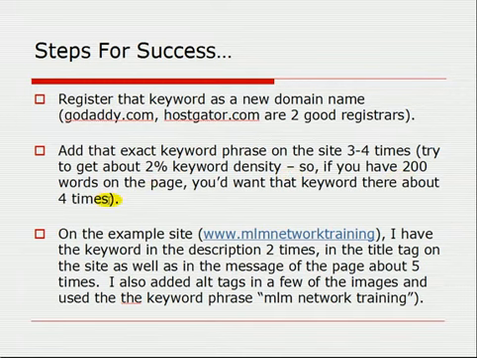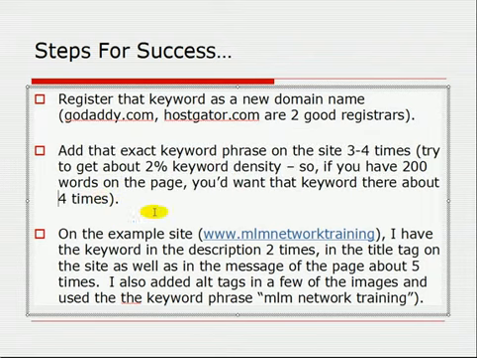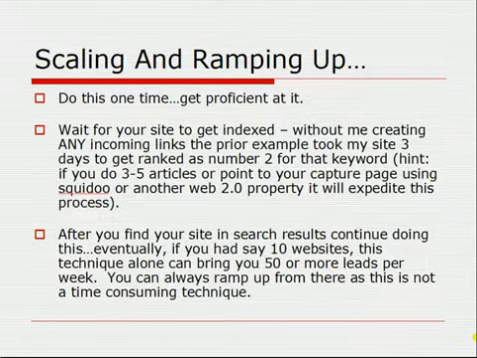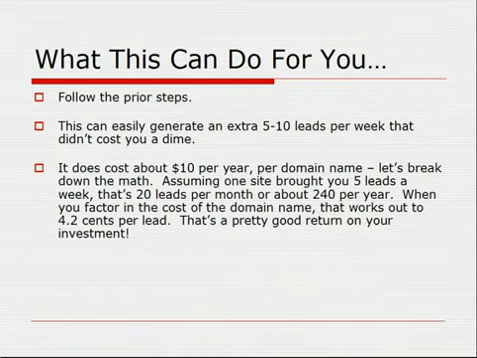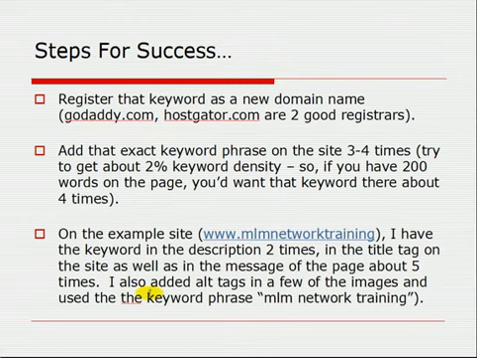Under this example, MLMnetworktraining.com, forgot the .com over there, but the site that I just showed you, I've got the keyword in the description 2 times, in the title tag on the website, as well as in the message of the page about 5 times. And actually, I miscounted that because when we went over it together, it was actually 6 times. So regardless, 5 or 6 times there in the message. I also added alt tags in a few of the images and used the keyword phrase MLM Network Training.